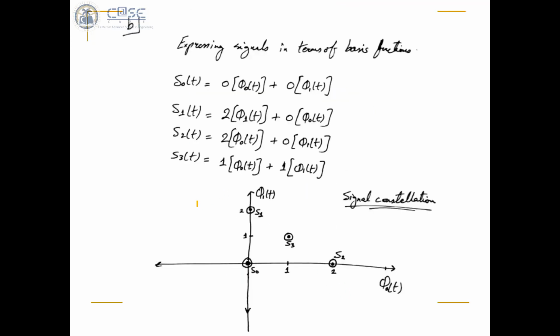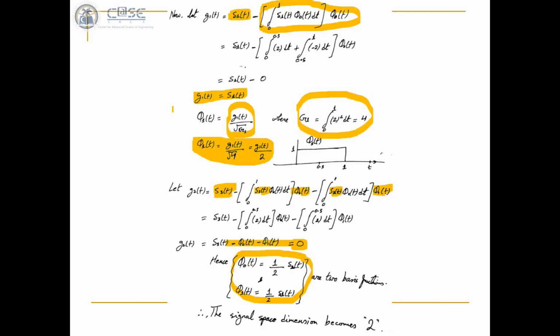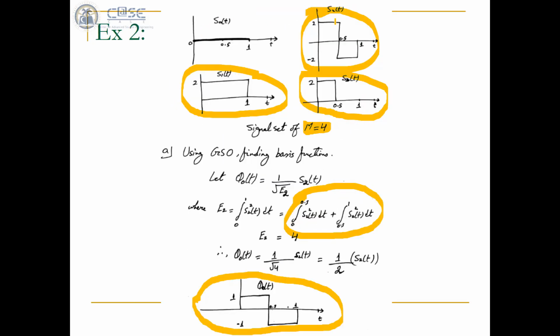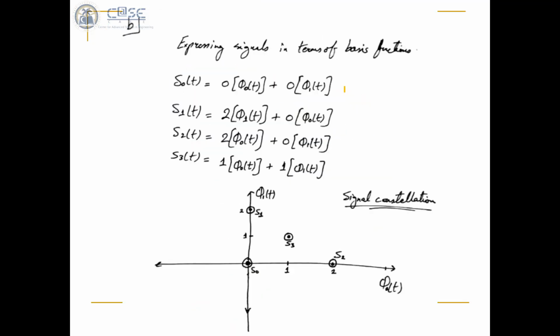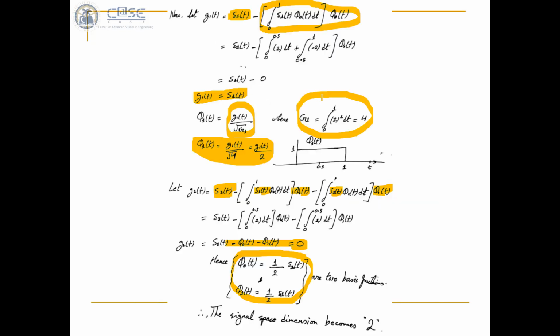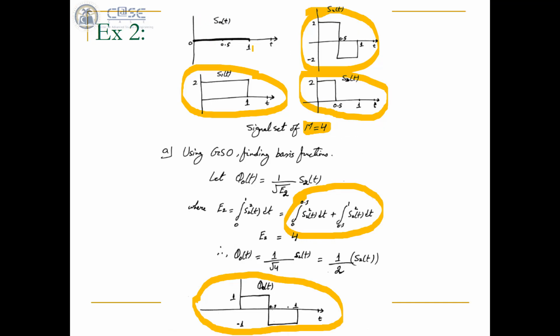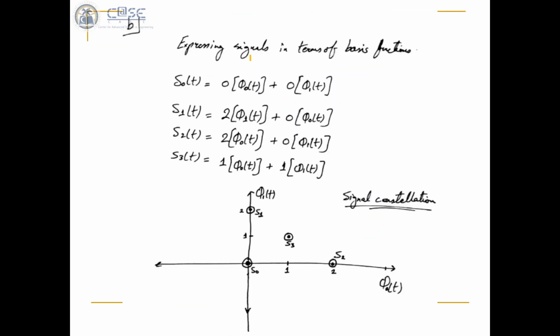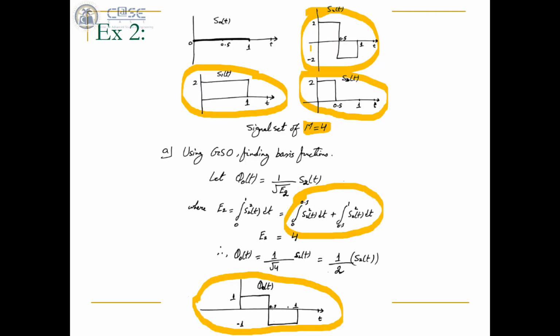We can also represent the four signals S0 of t, S1 of t, S2 of t, and S3 of t in terms of the basis functions. S0 of t is equivalent to 0 times phi 0 of t plus 0 times phi 1 of t. You can see S0 of t has no contribution at all from any of the basis functions that were calculated. S1 of t is here, S1 of t.